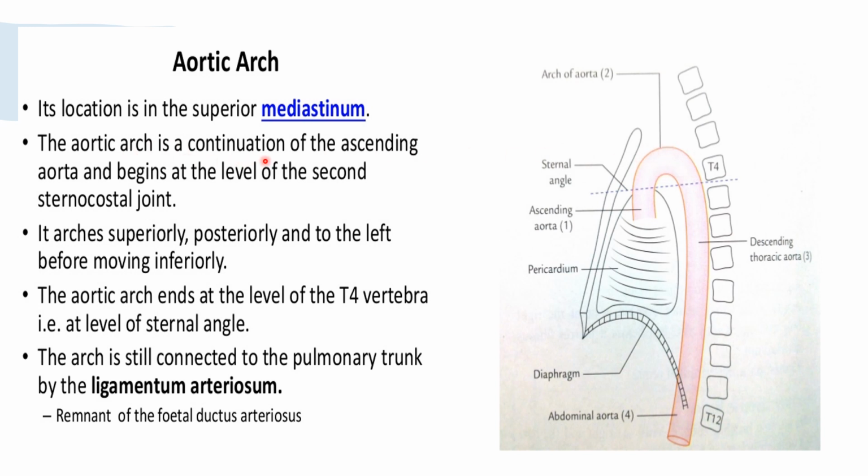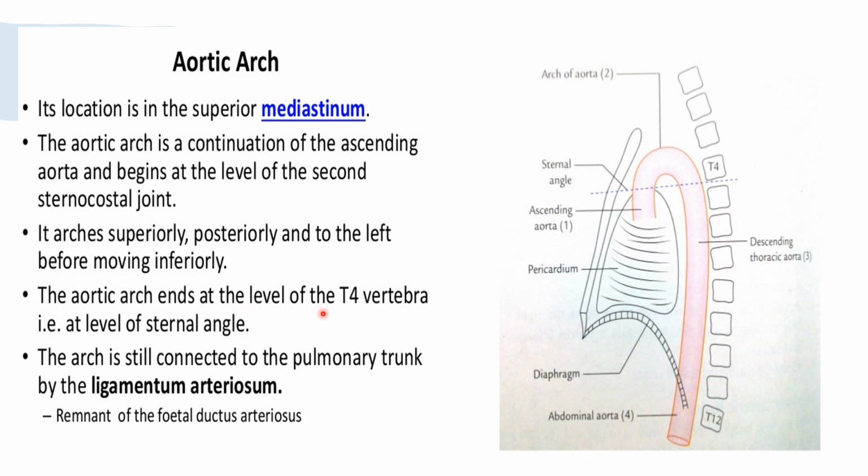The aortic arch is a continuation of the ascending aorta. The ascending aorta continues as the arch of aorta and begins at the level of the second sternocostal joint. Remember this, the arch of aorta begins at the level of the second sternocostal joint. Now it arches superiorly, then posteriorly and to the left before moving inferiorly.